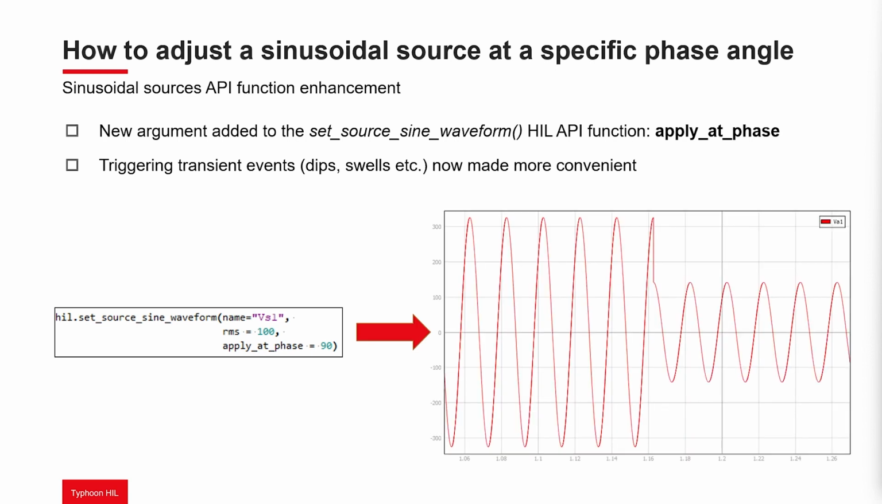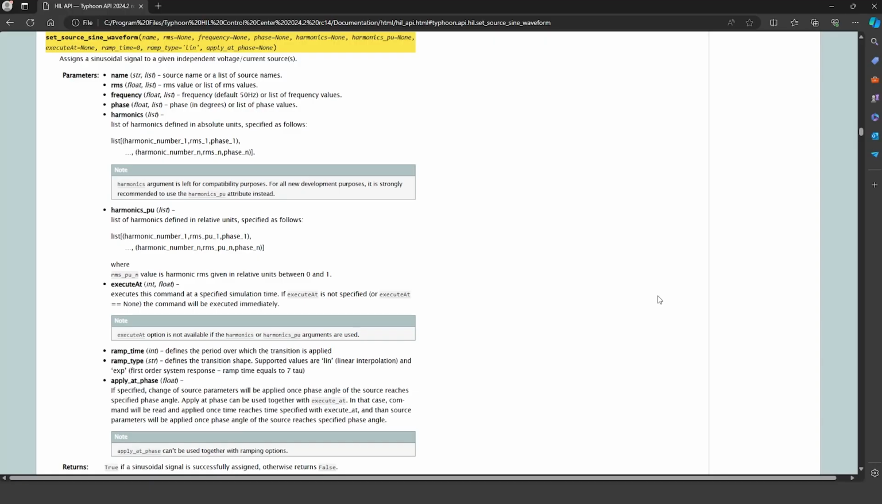This function works directly on our FPGA chip, which guarantees time precision equal to the simulation time step of the model. Let's open our API documentation and look at setSourceSineWaveform function.